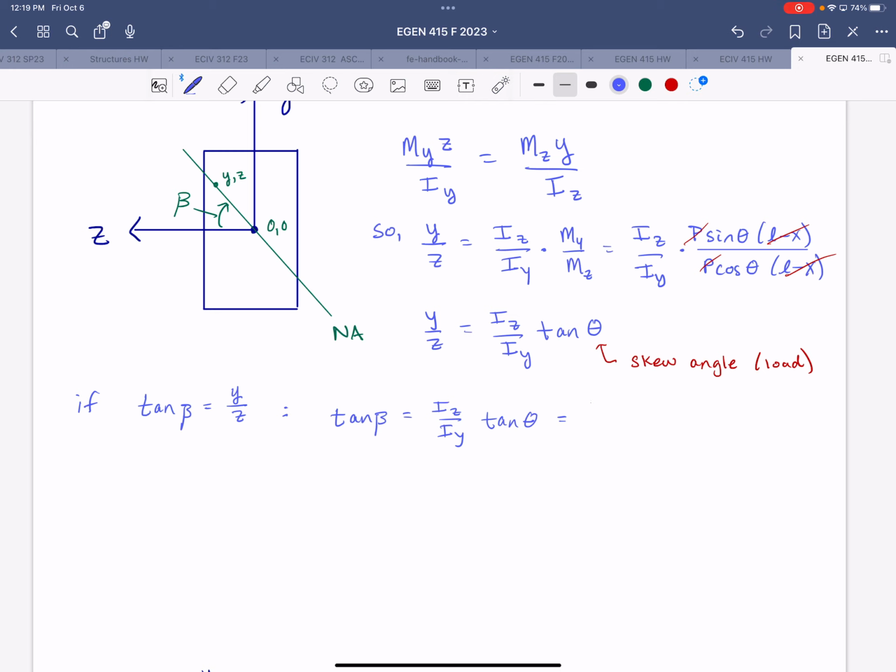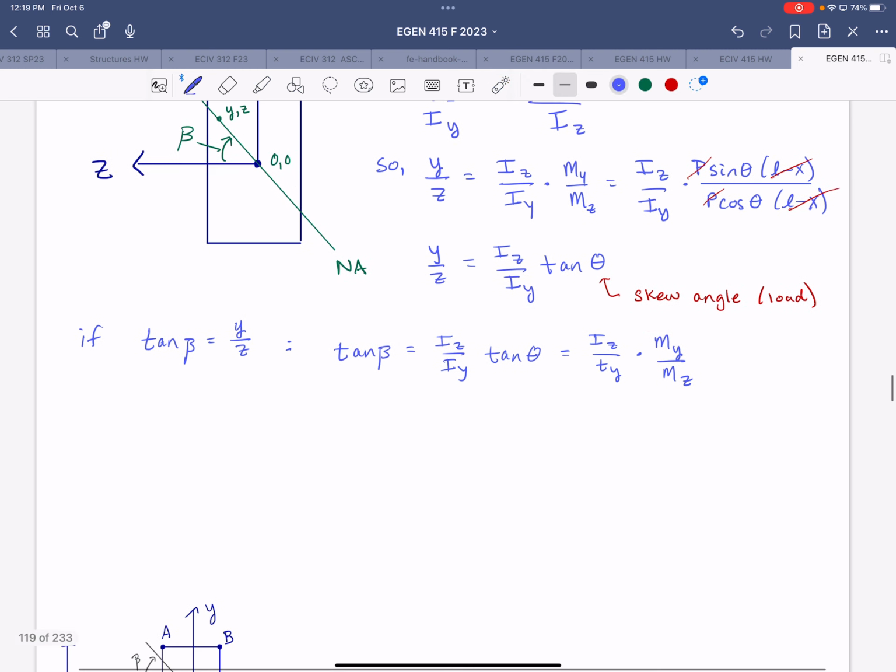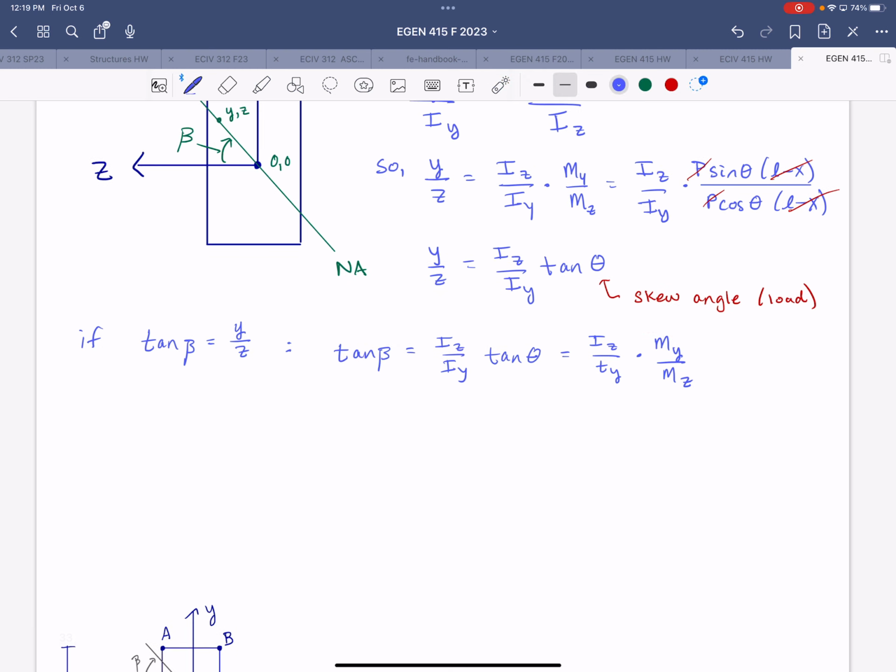And that we can then replace with IZ over IY times MY over MZ, just using the expression above that we started with before we got to this. I'm just going backwards a bit. So you can use either form, whichever one is more convenient. And then beta, defined above, but I'll write it out, is the angle from the z-axis to the neutral axis.